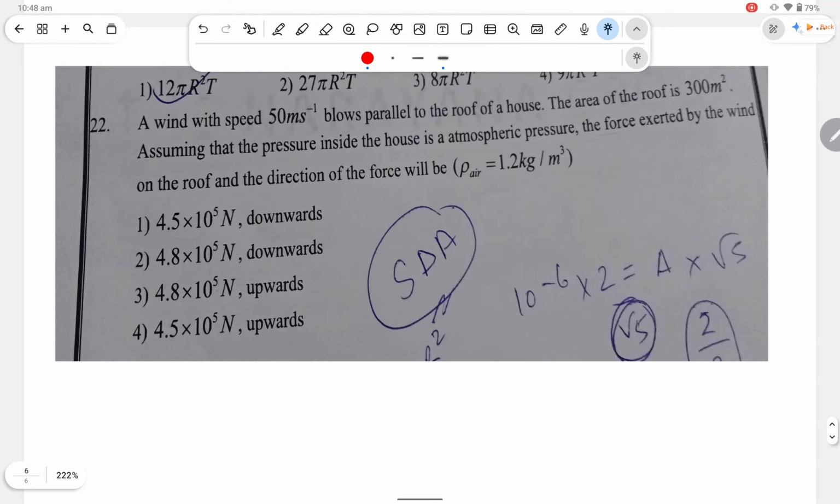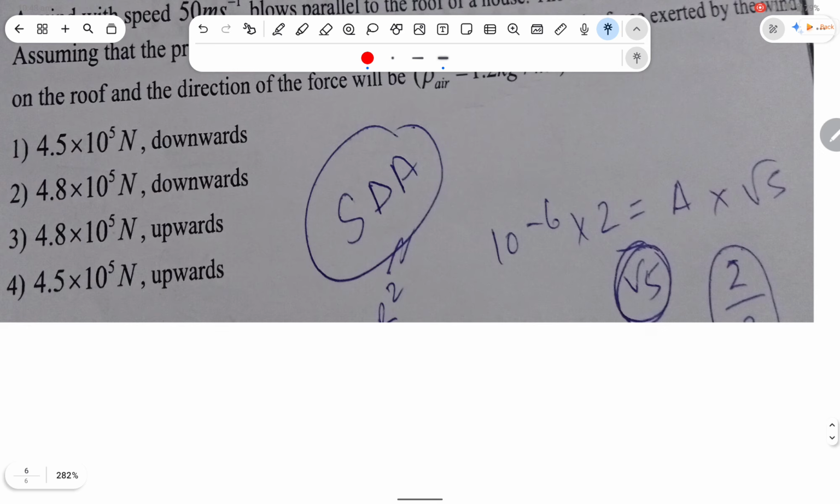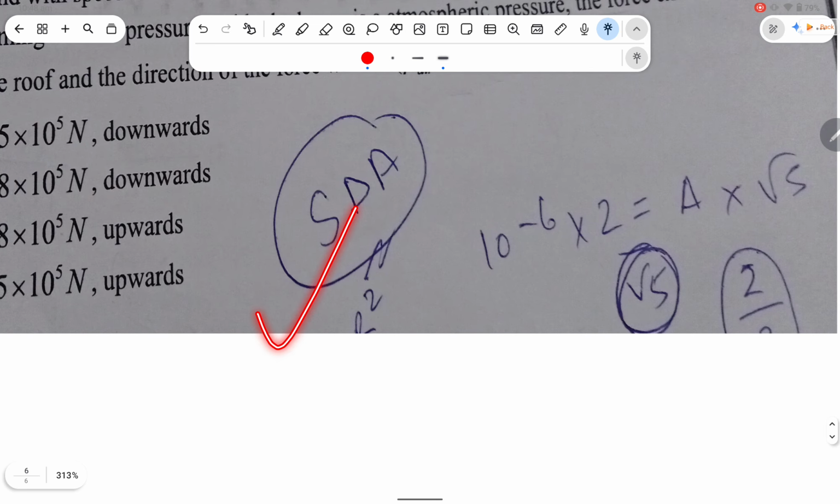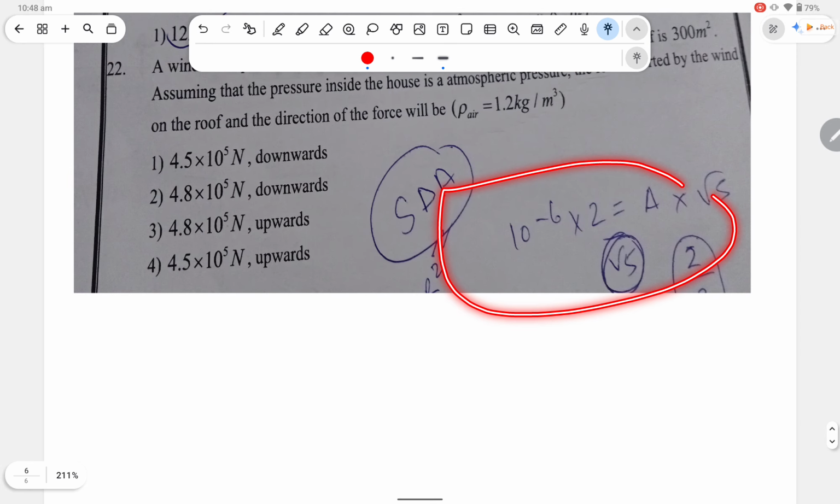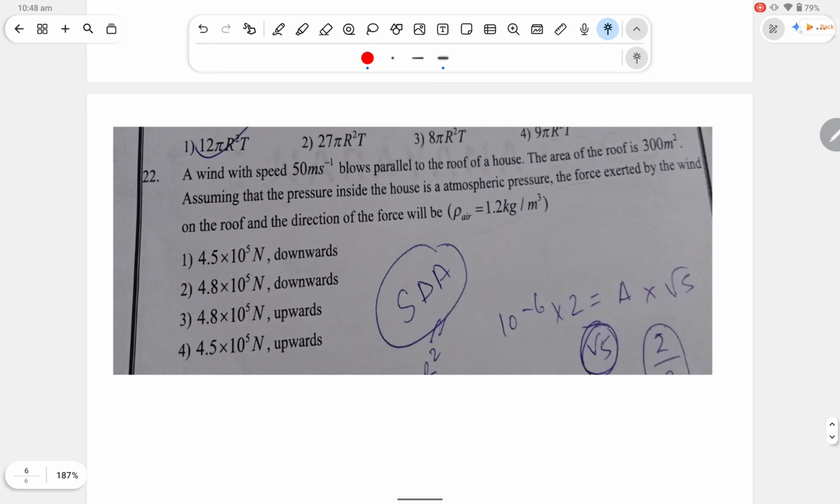So this question is based on Bernoulli's equation itself, and we are going to solve it. When I was solving this question, when I was giving the test, I think I was applying something which is very different, or I think it is false. Alright, so we'll start with the question.